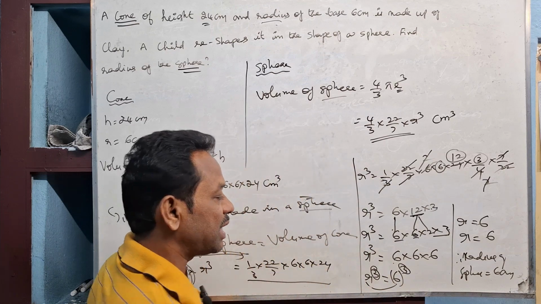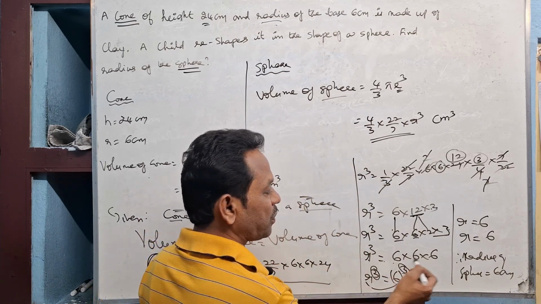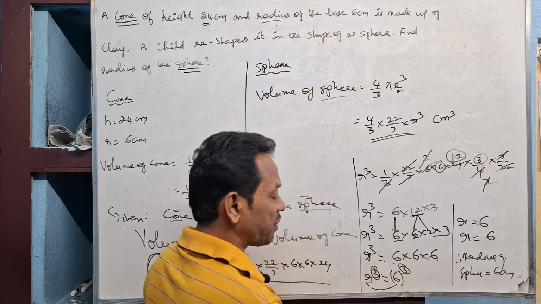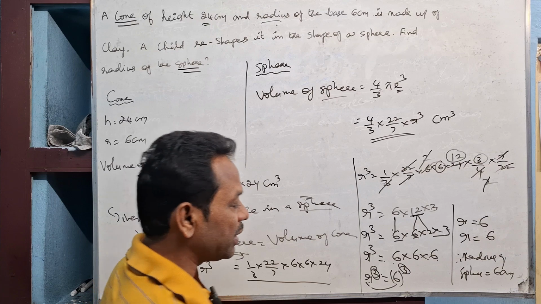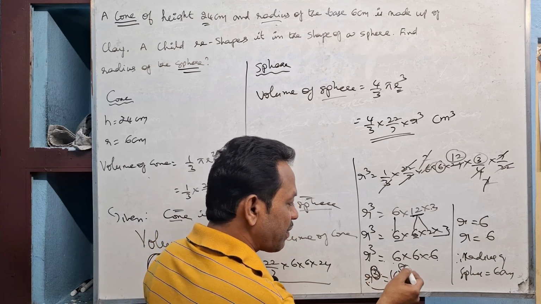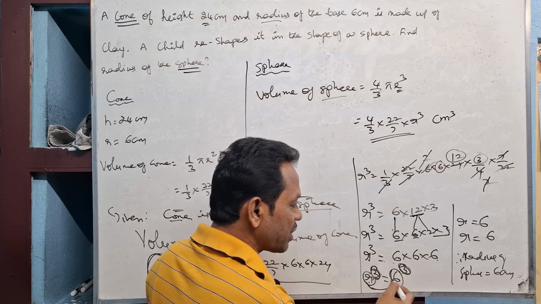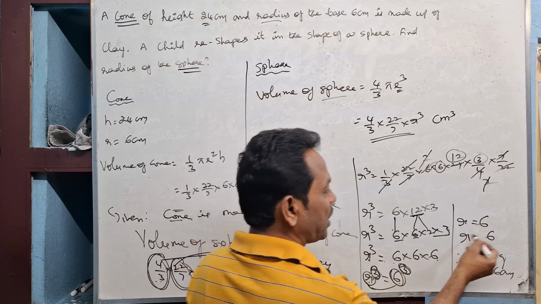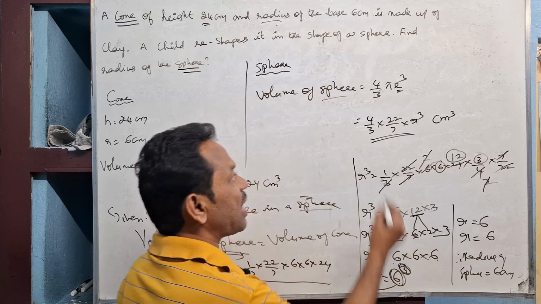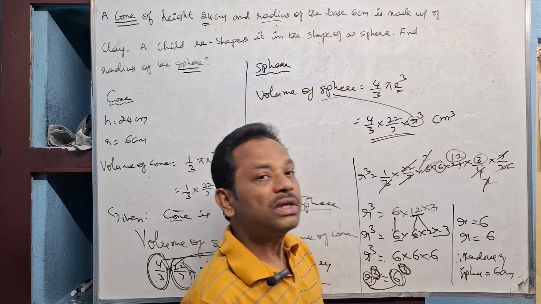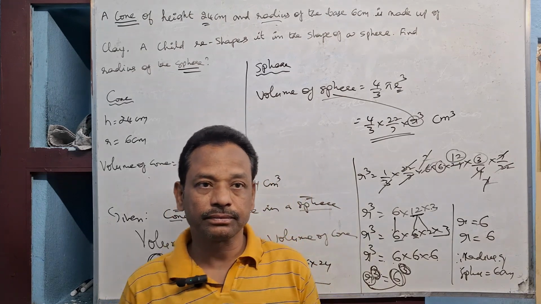Again I repeat, r cube equals 6 into 6 into 6, which we can write as 6 cube. Now look at this: here the power is 3, here the power is 3. So immediately I can say the base of the LHS equals the base of the RHS. That means r equals 6. So what is r here? r is nothing but the radius of the sphere. So the radius of the sphere equals 6 centimeters.